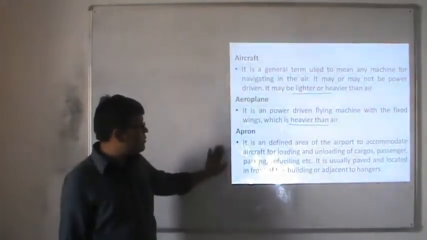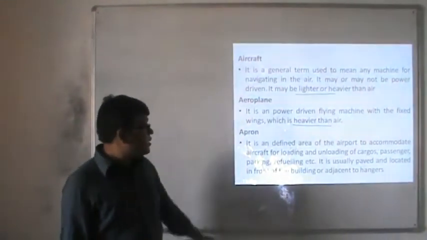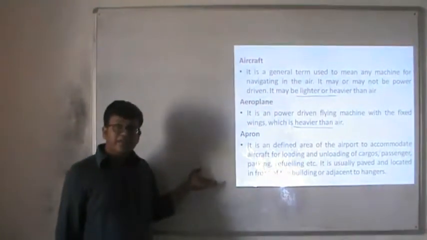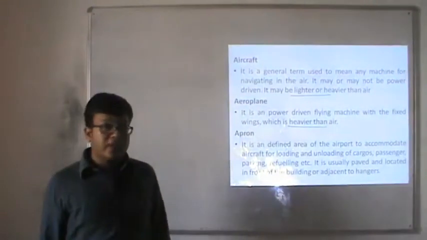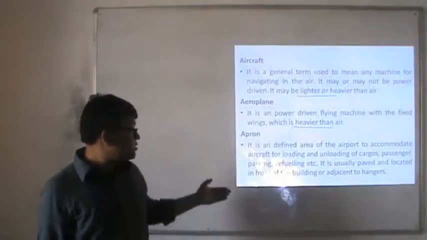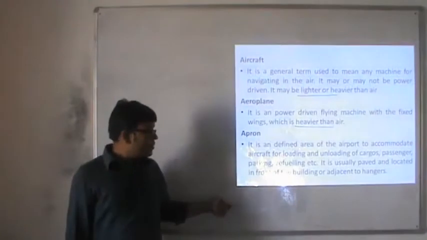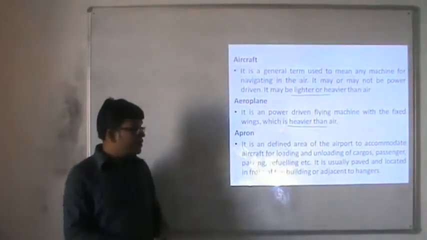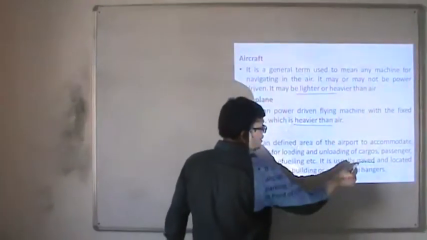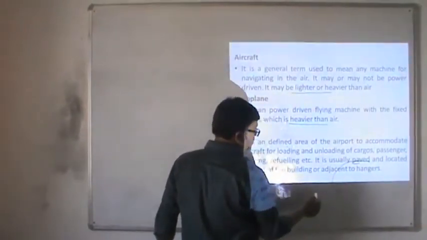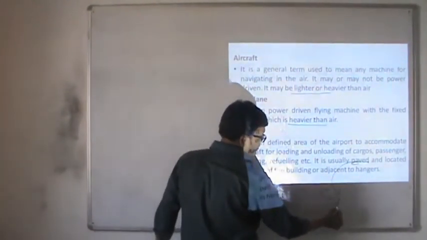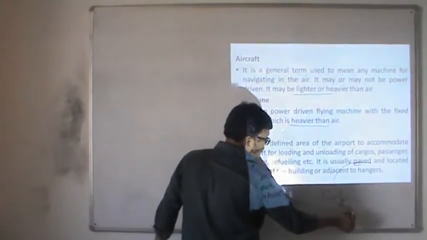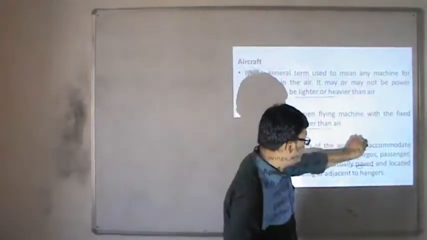So what is the apron? It is the defined area of the airport to accommodate the aircraft for the loading and unloading of cargoes as well as passengers, parking and refueling purposes. It is usually paved, and generally the pavement we provide is the CC pavement.